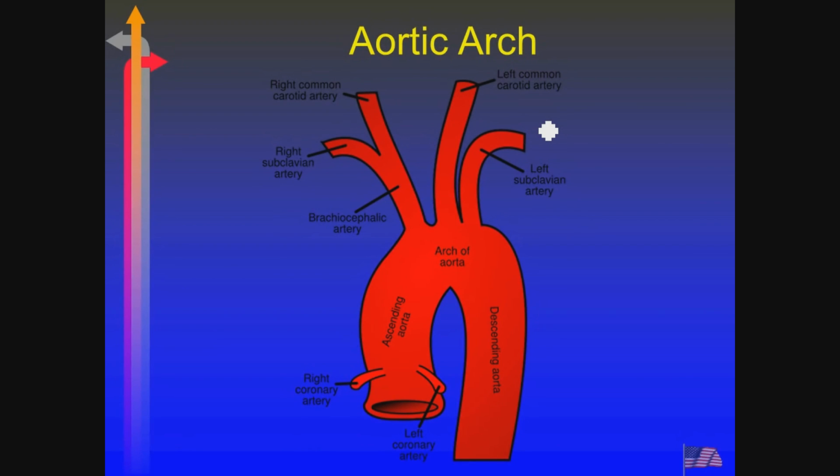Okay. Once the blood then leaves the aorta, again, the coronary arteries are located immediately after the aortic valve. The ascending aorta then branches into three vessels: the brachiocephalic, the left common carotid, left subclavian, and it then continues on down to the descending aorta. The brachiocephalic then branches into the right subclavian and right common carotid artery.